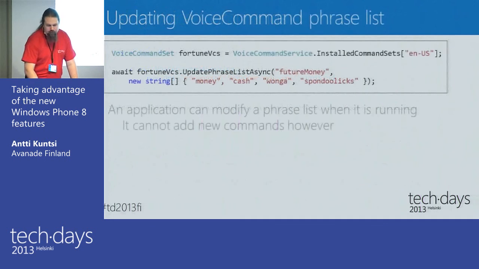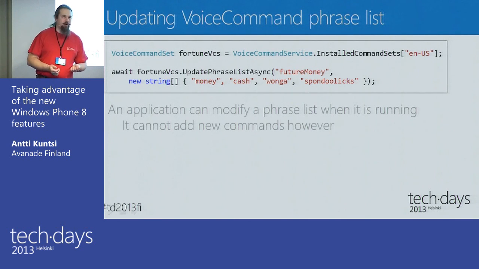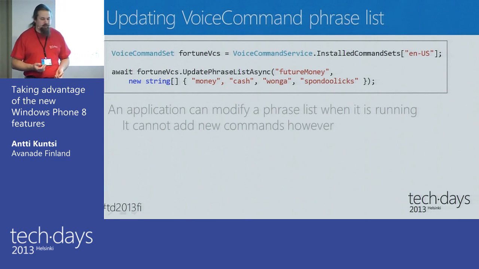Then we realized that we want to support different kinds of money in our fortune teller. So all we have to do is get our command sets and add different kinds of money that we support. Now the user can ask for different things if they can find something.